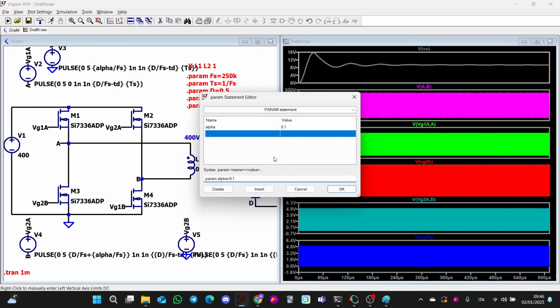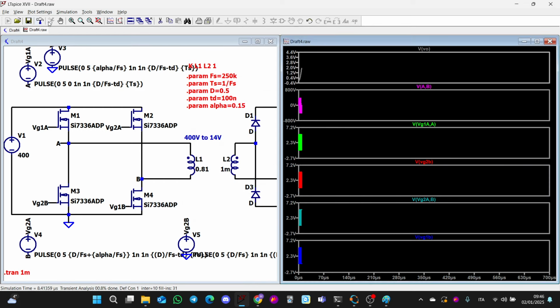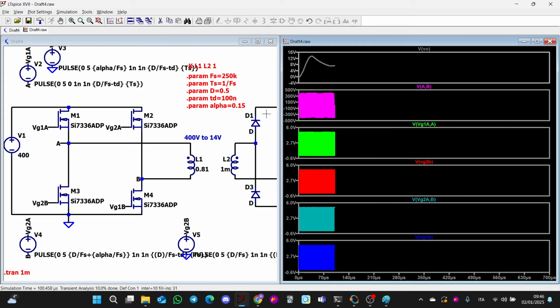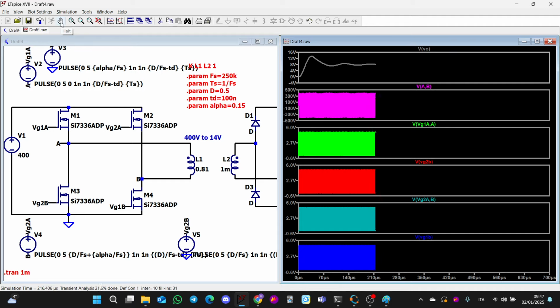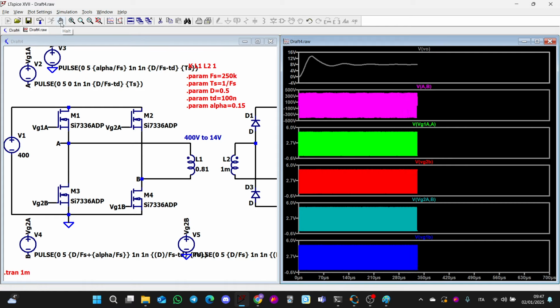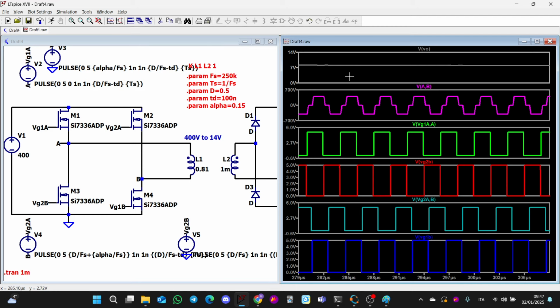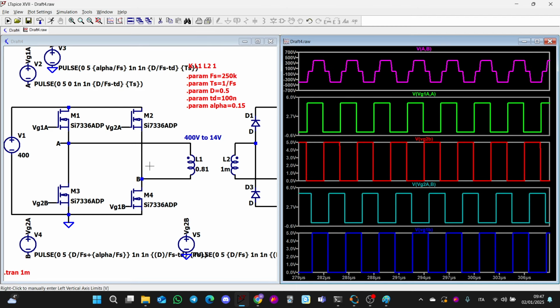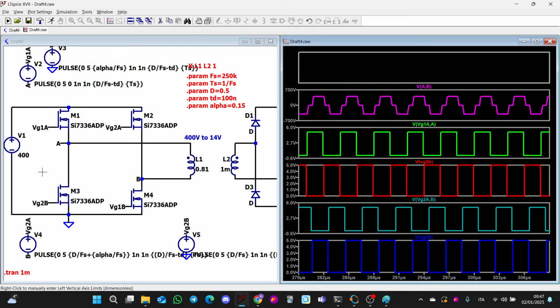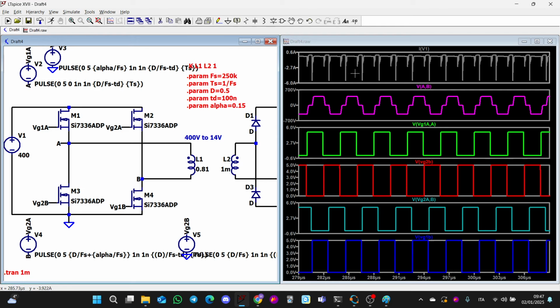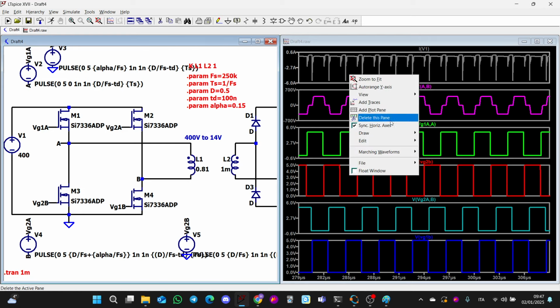If instead alpha is 1.15, I am increasing the interval in which the transformer is 0, so less energy is delivered to the output. So guys, I think that we can stop the simulation here. Now the simulation is slower because the interval has increased. Okay. I expect to see peaks of short here. Yes, of course there are.